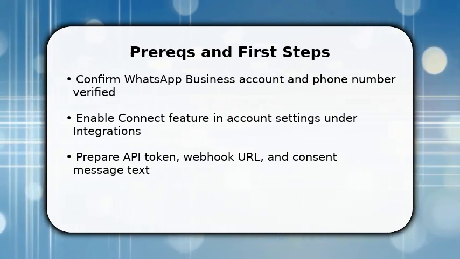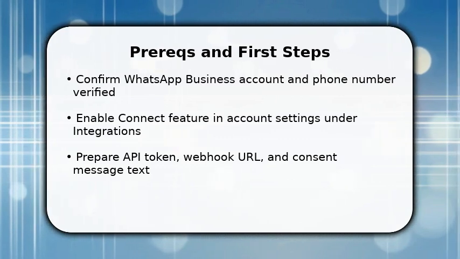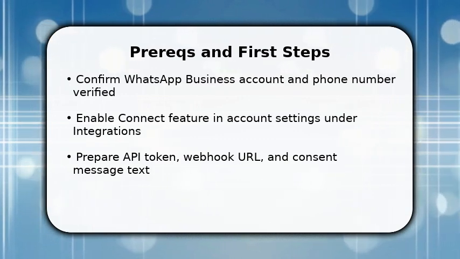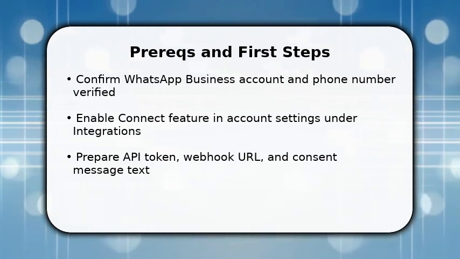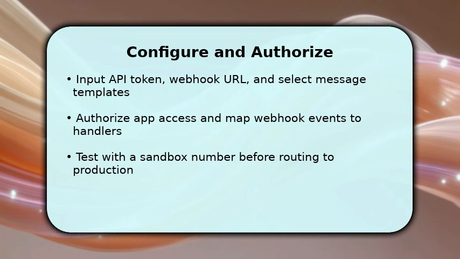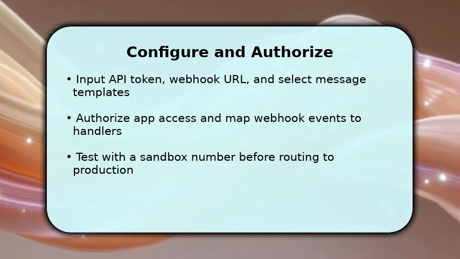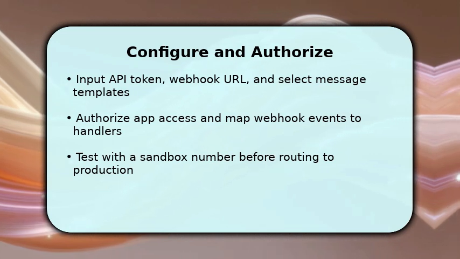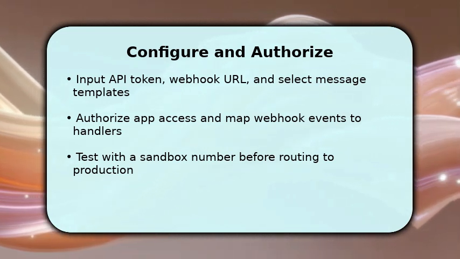Now proceed to paste credentials and save to initiate the connection process. Once credentials are stored, authorize the app to access your WhatsApp business account. You'll grant scopes for messages, contacts, and webhooks. Then map incoming events, messages, delivery reports, and read receipts to your webhook handlers so your system reacts predictably.